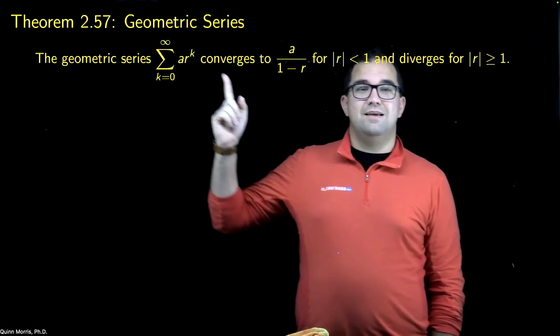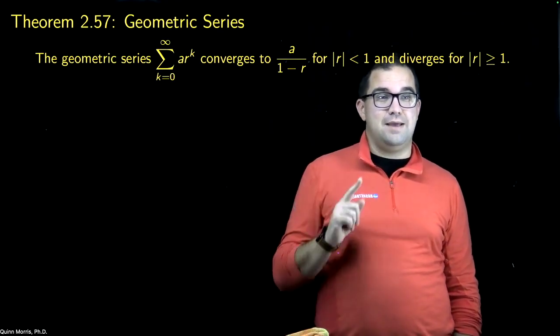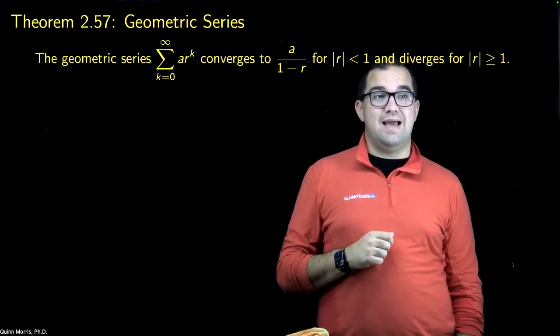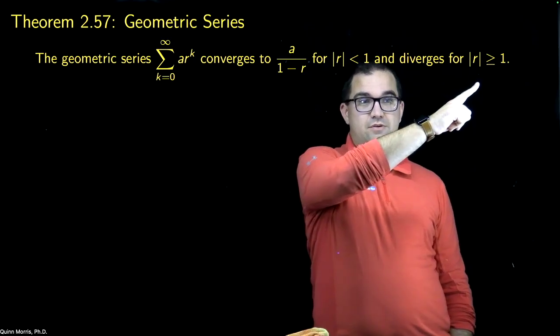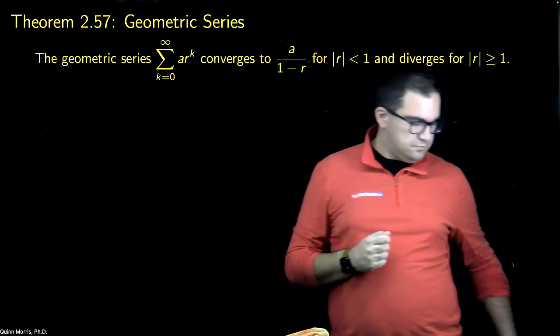Notice, in fact, if you go back, the very first example of a series we looked at, that -1 to the k plus 1, that is in fact a geometric series with r equal to -1. We observed there that it diverged, and this result matches that as well. All right.